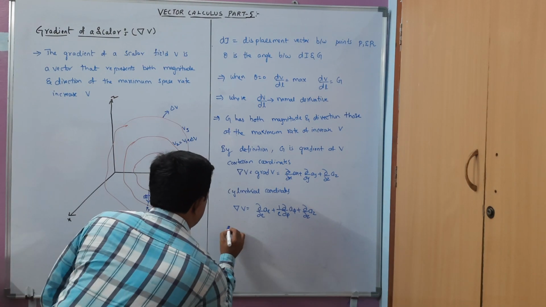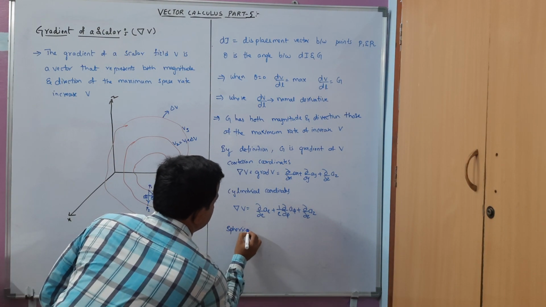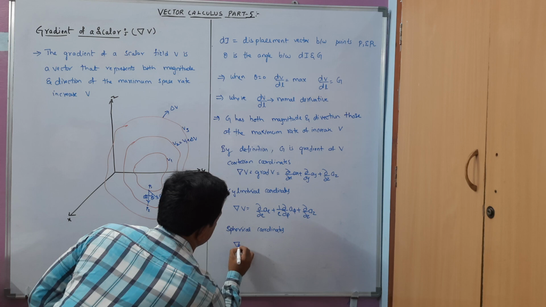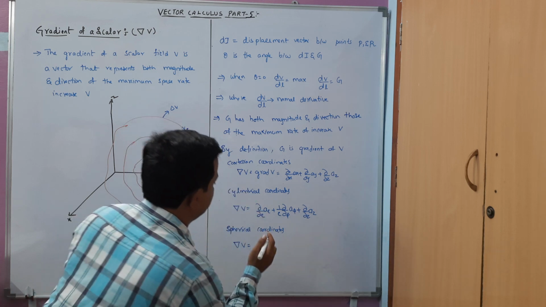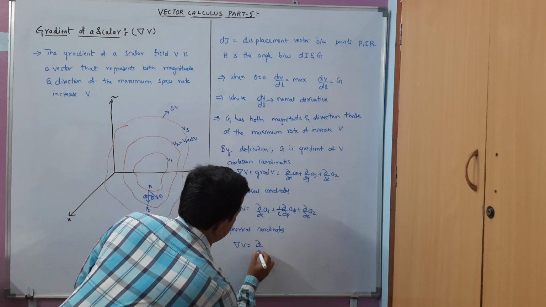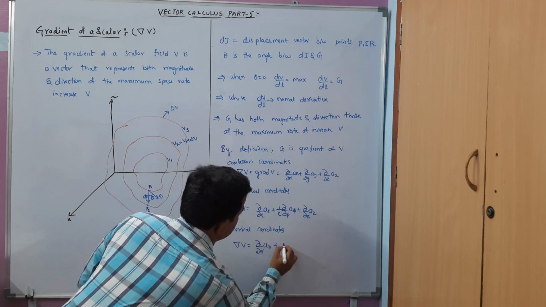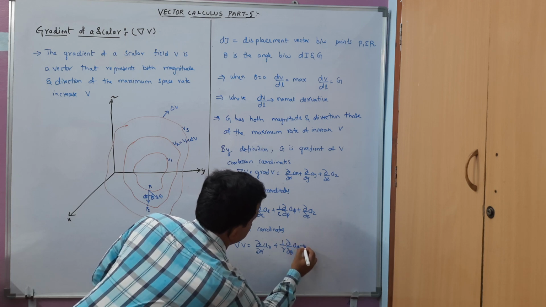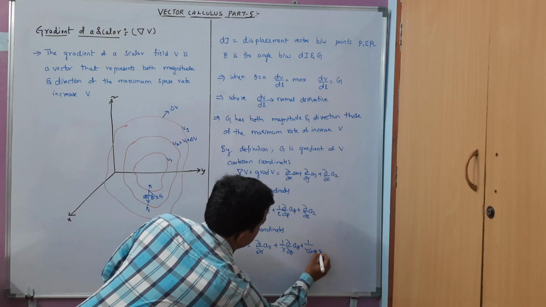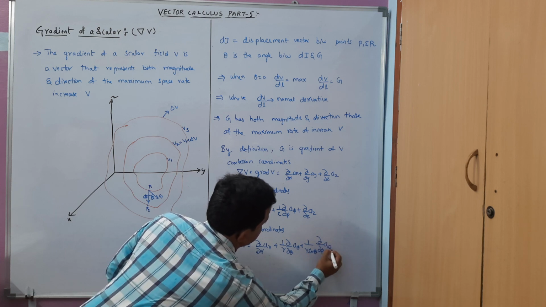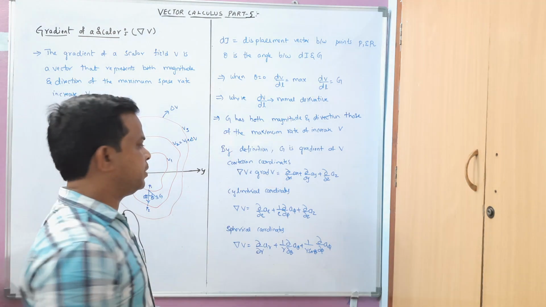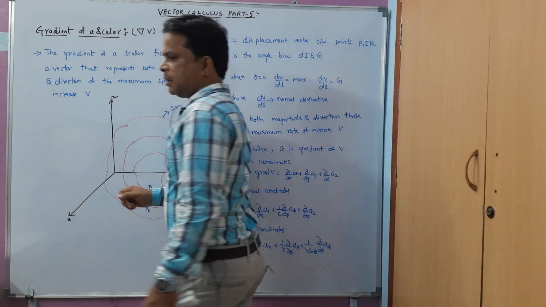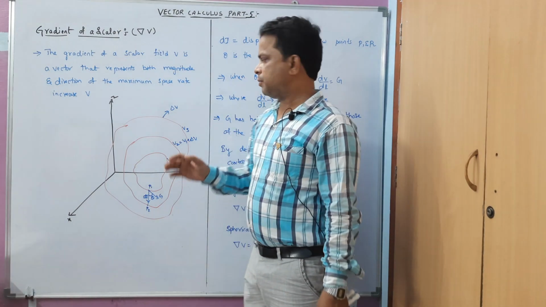Now for the spherical coordinate system, del V becomes, with r theta phi, dou by dou r of ar plus 1 by r dou by dou theta of a theta plus 1 by r sin theta dou by dou phi of a phi. So these are the three formulas we have to remember for the gradient, del V, of a scalar field V.